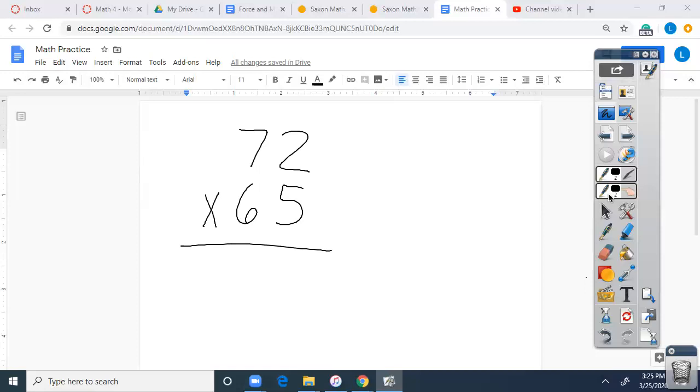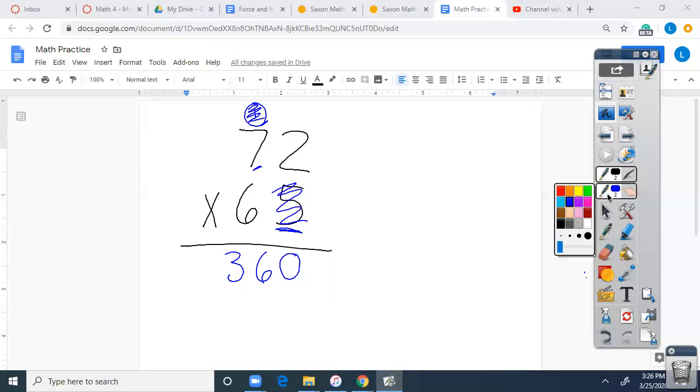The first step, we're just going to treat it just like it's a 1-digit by 2-digit multiplication problem. So we're only worried about this 5 right here. We're going to forget about that 6 for just a minute. Okay? So 5 times 2 is 10. I'm going to put the 0 down here, the 1 up here. 5 times 7 is 35 plus 1, which is 36. Okay? That's the first step. We are done with our 5. We're done with this 1 up here. We're moving on to our second step.